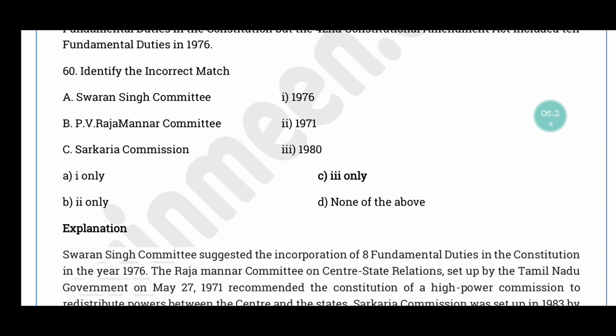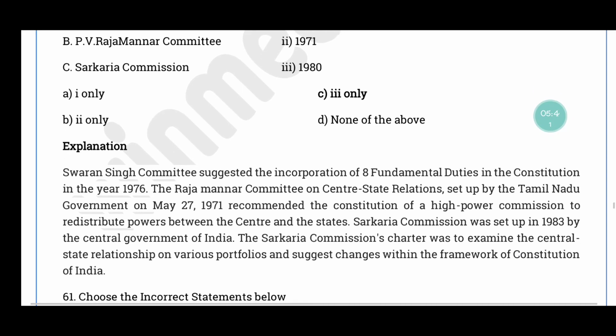Question number 60. Identify the incorrect match. Swaran Singh Committee 1976, P.V. Rajamannar Committee 1971, Sarkaria Commission 1980. The correct answer is option C. 3 alone is incorrect. That is Sarkaria Commission.